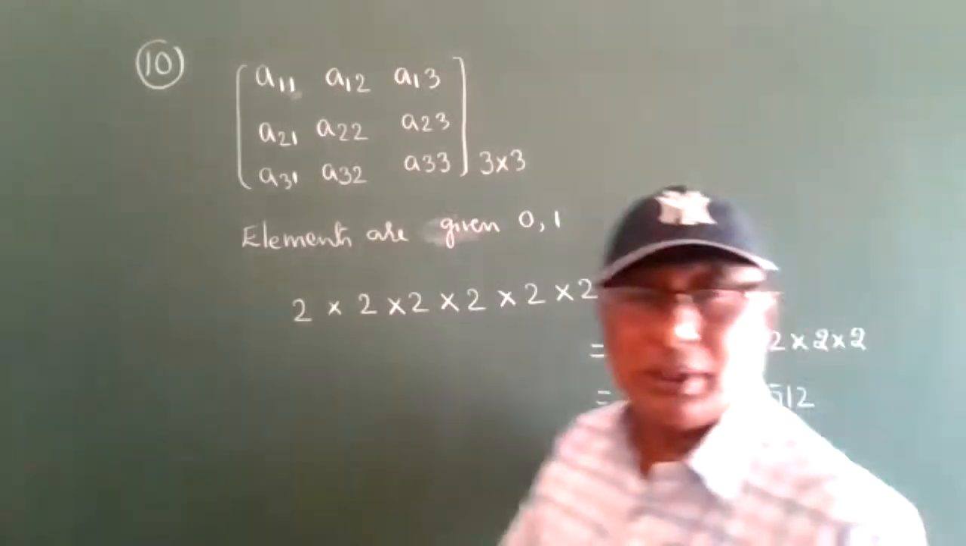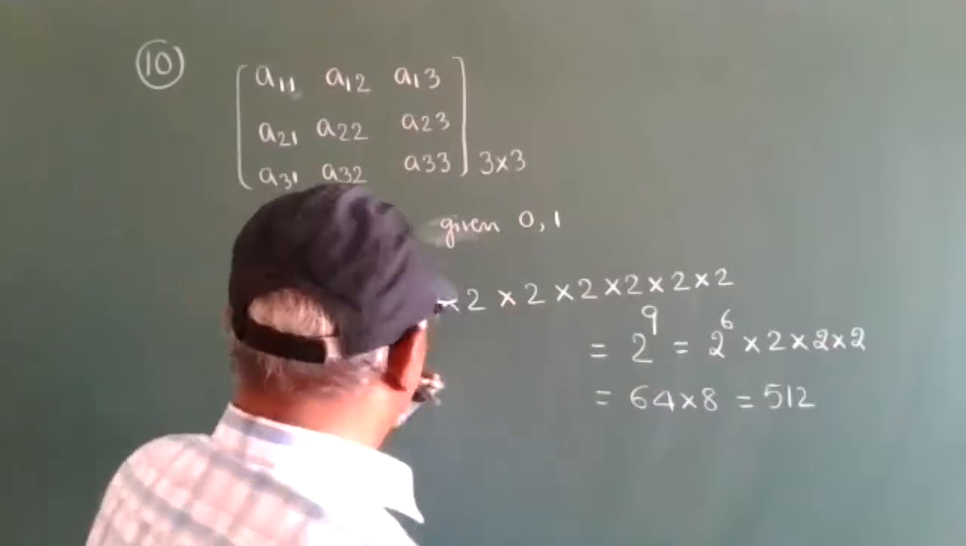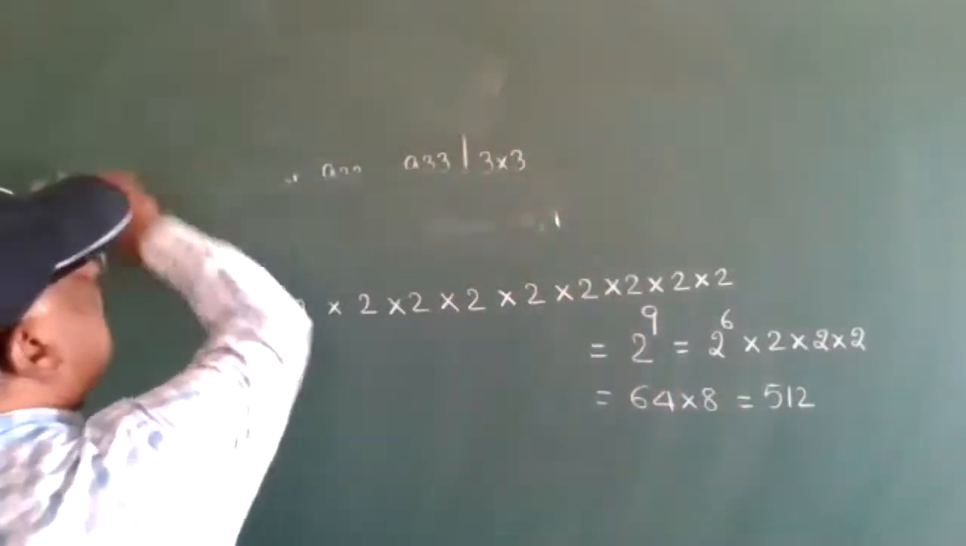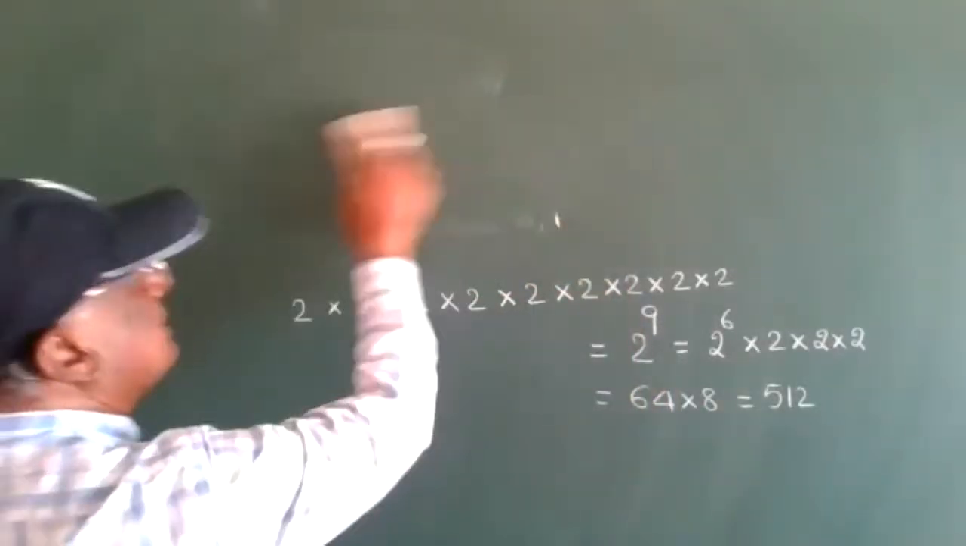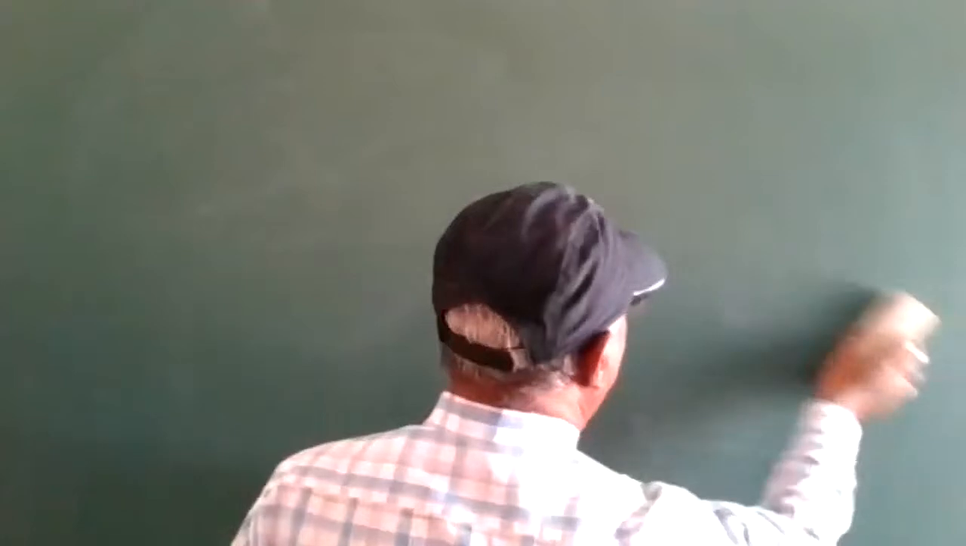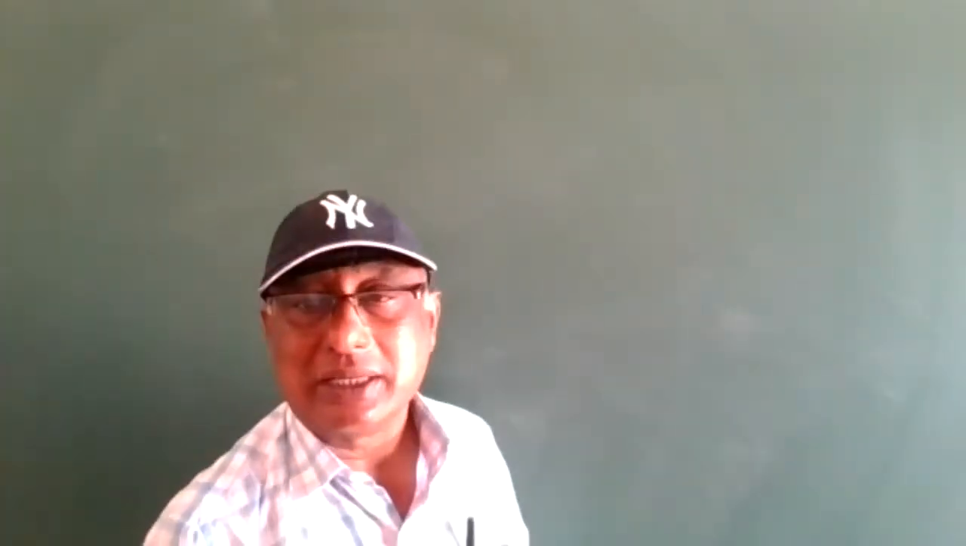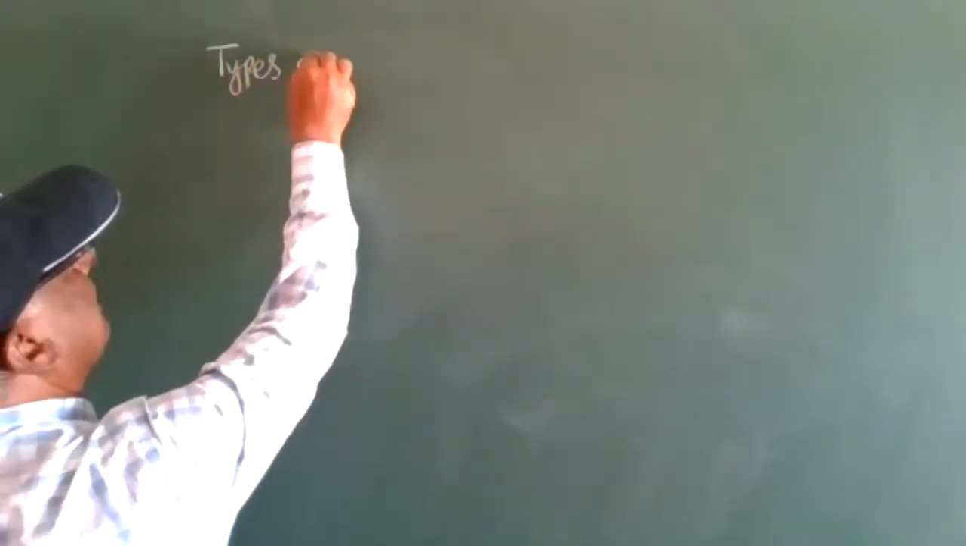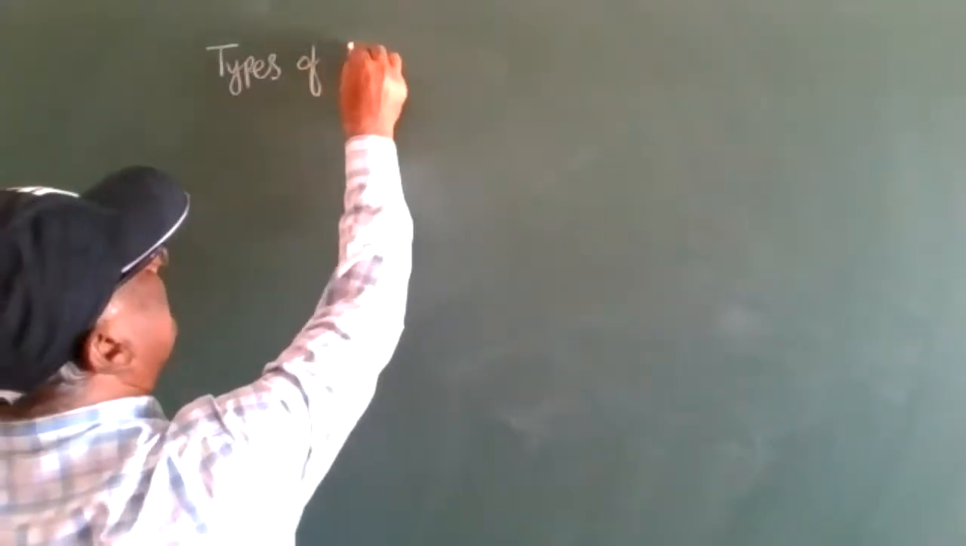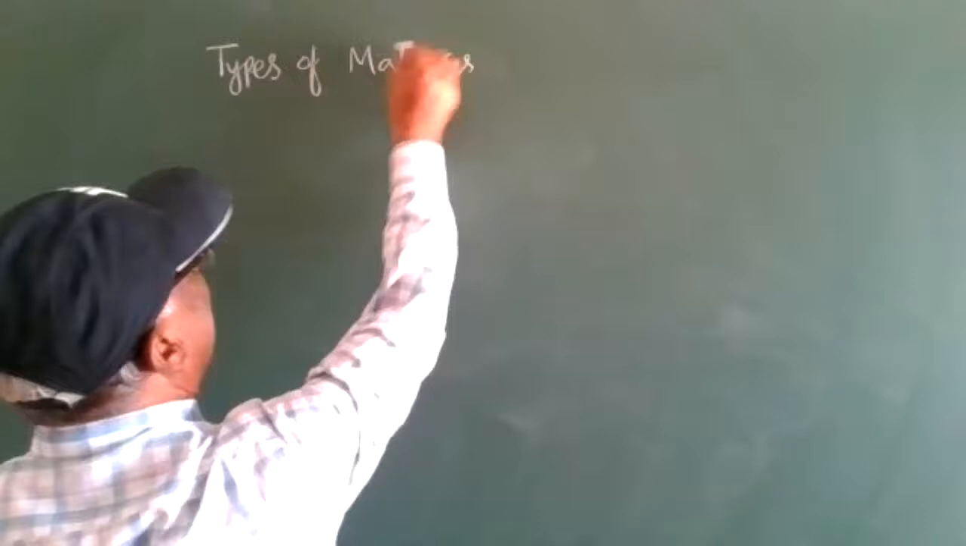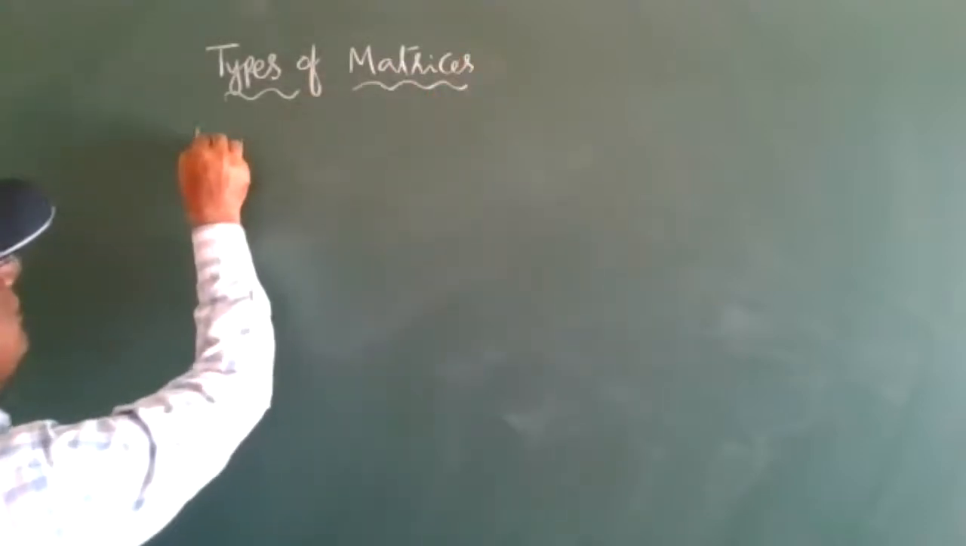Everyone put the heading: types of the matrices. See the types of matrices. The first one is square matrices.